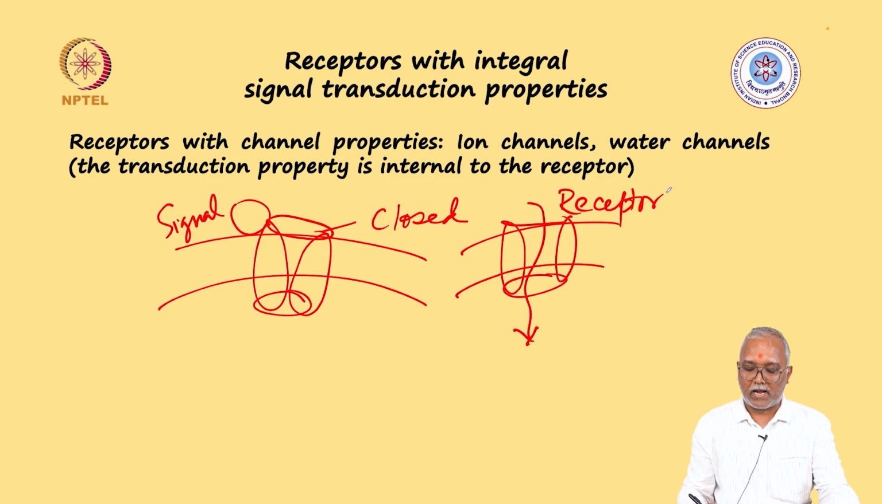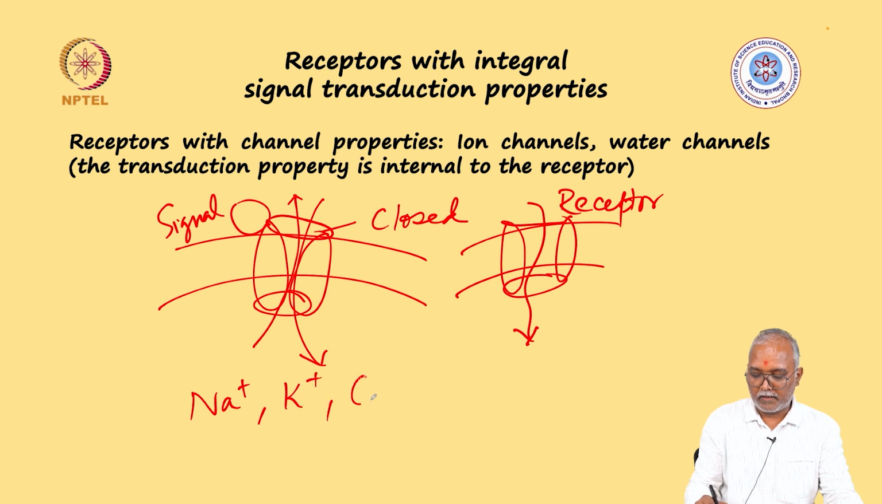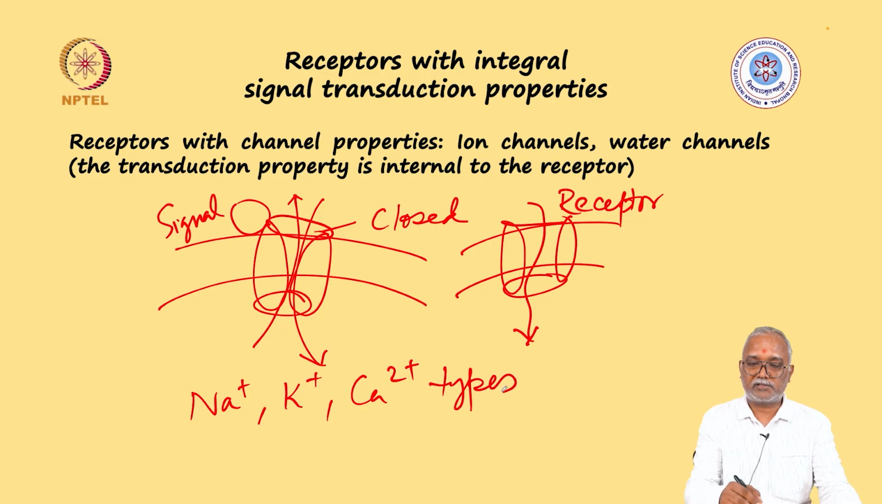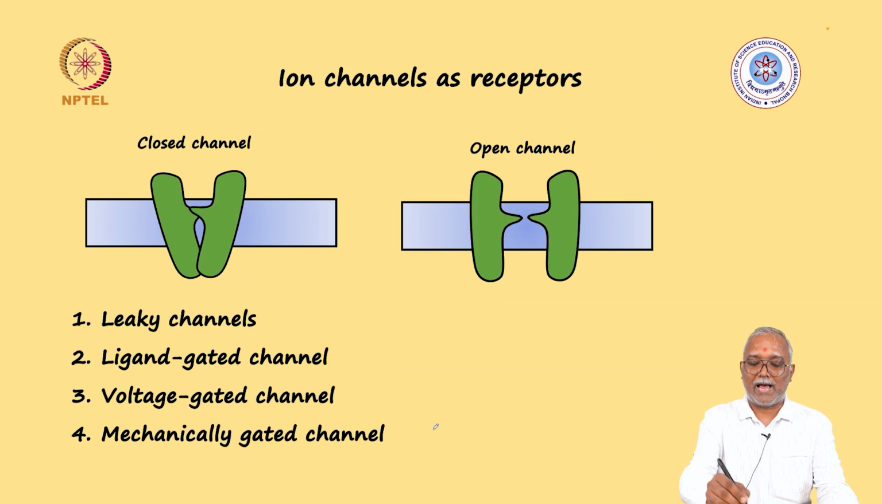In many cases, these are ion channels which basically allow influx or outflux of ions. And most of the time they are sodium, potassium, calcium type of ions. So the receptor responds to a signal and allows the signal transduction to happen. In this particular case, it is the movement of certain ions, which we will be seeing in further slides. So these ion channels we are going to discuss more as receptors.